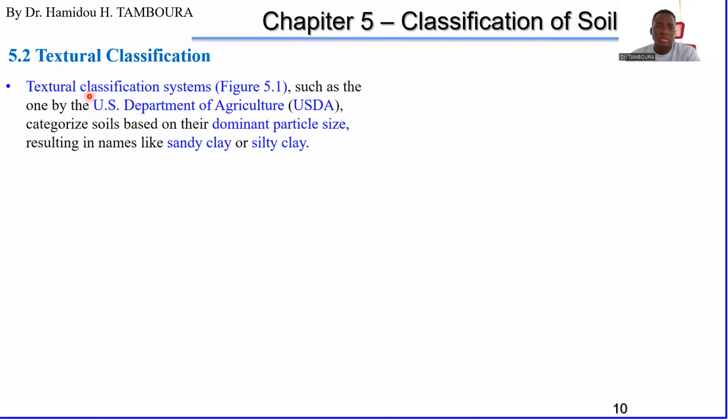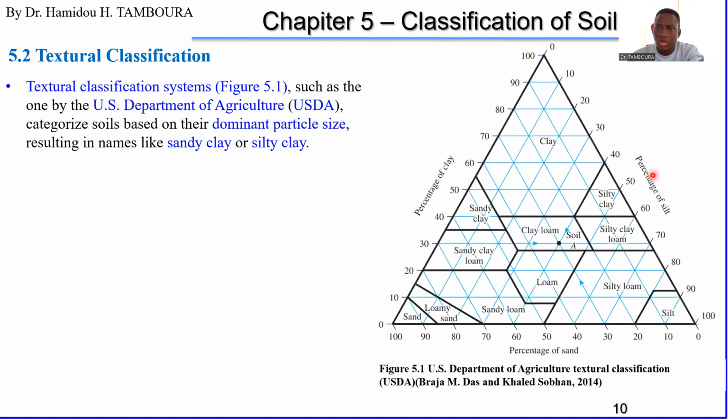So this classification, the textural classification system, which is shown here, this figure is explaining this. As I was saying, it's using percentage of clay, percentage of silt, percentage of sand. We don't have gravel here. Okay. So everything that is retained on the sieve number 10, which is opening size 2 mm American standard, is not included in this classification.